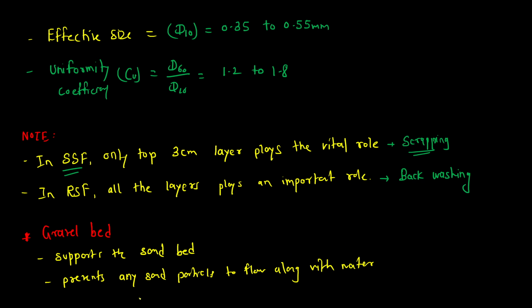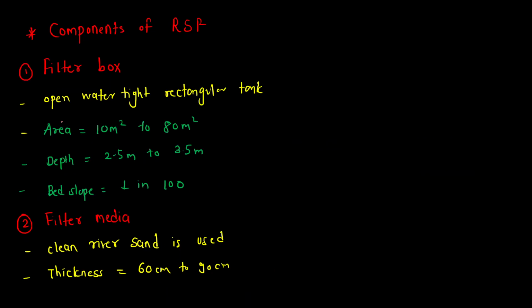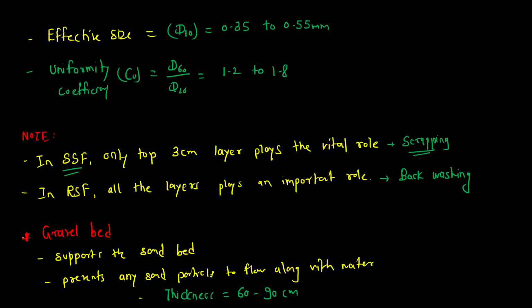So what should be the thickness of gravel bed? The thickness should be 60 centimeter to 90 centimeter. Okay, filter box, filter media. Then this third is gravel bed, and the fourth one we'll talk about under drainage system.